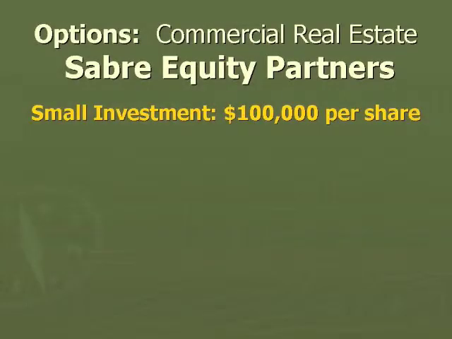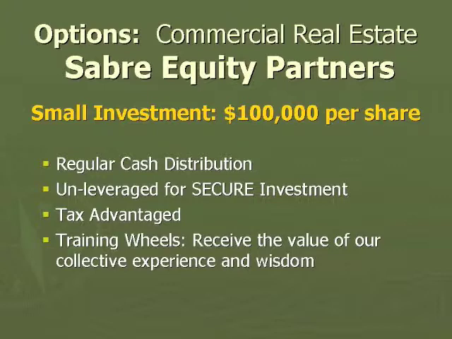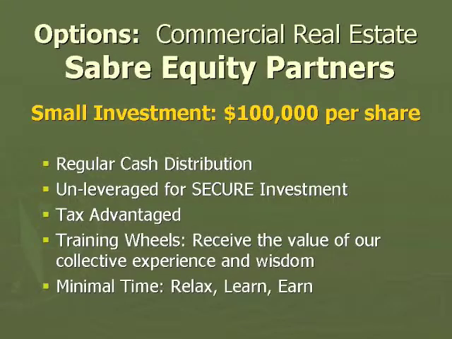Alternatively, we offer Sabre Equity Partners. Small investment amount, $100,000 per share. Pay a regular cash dividend, distributed monthly, unleveraged. We're going to buy a property all cash, so that from a risk point of view, we've reduced the risk to the lowest possible level from a financial theory point of view. It will be tax advantaged. The depreciation will be distributed to the shareholders. And it's an opportunity for those of you that may want to do more in the future. It's kind of like training wheels. You get to receive the value of our collective wisdom and experience, minimal time investment, and you can relax, you can learn, and you can earn.